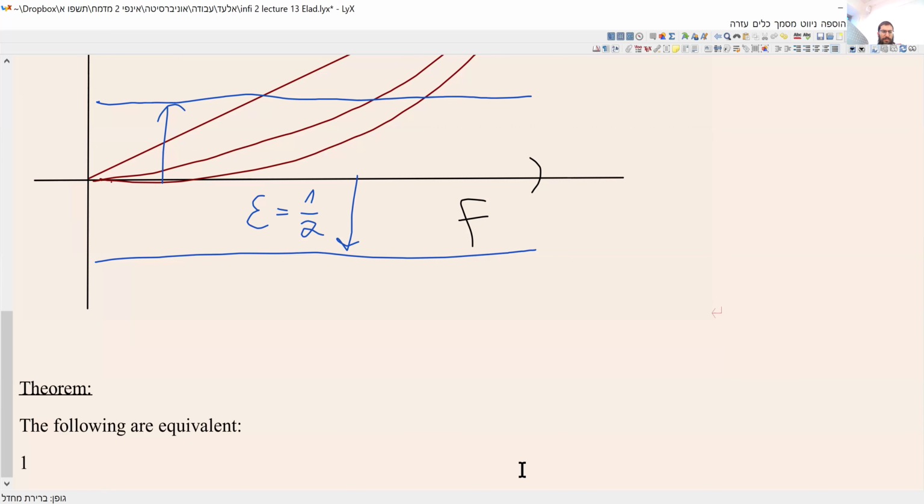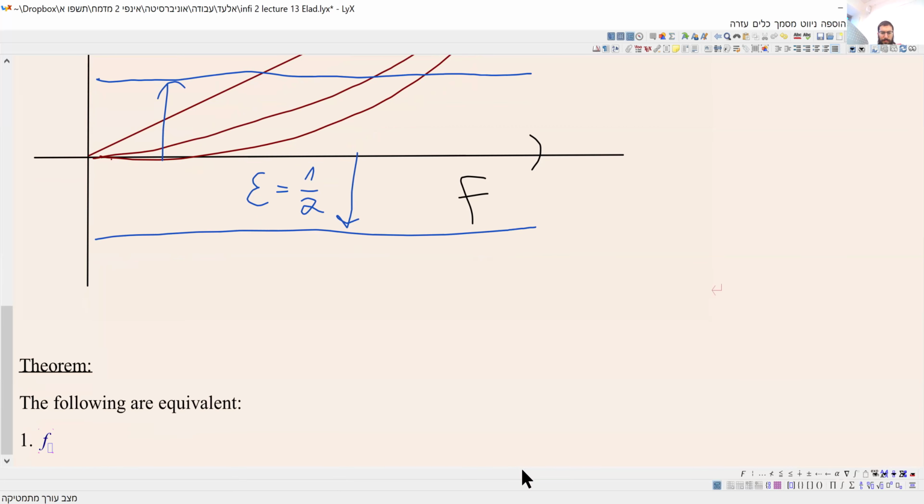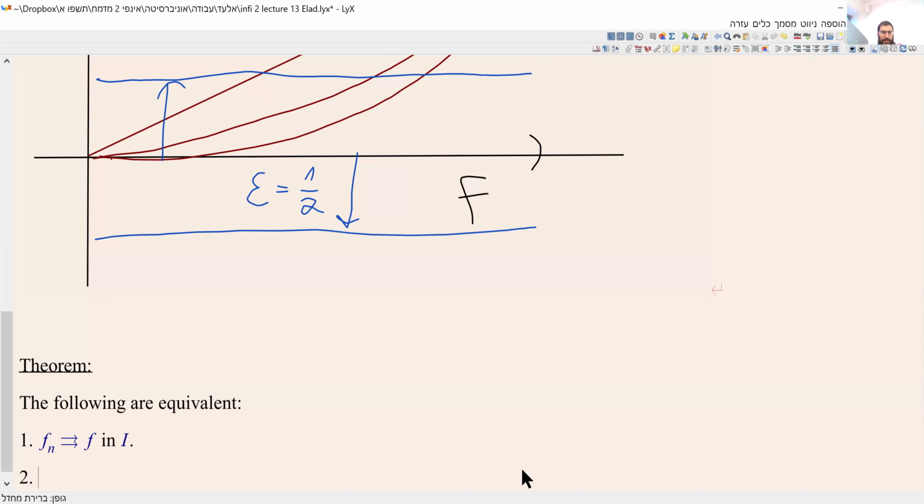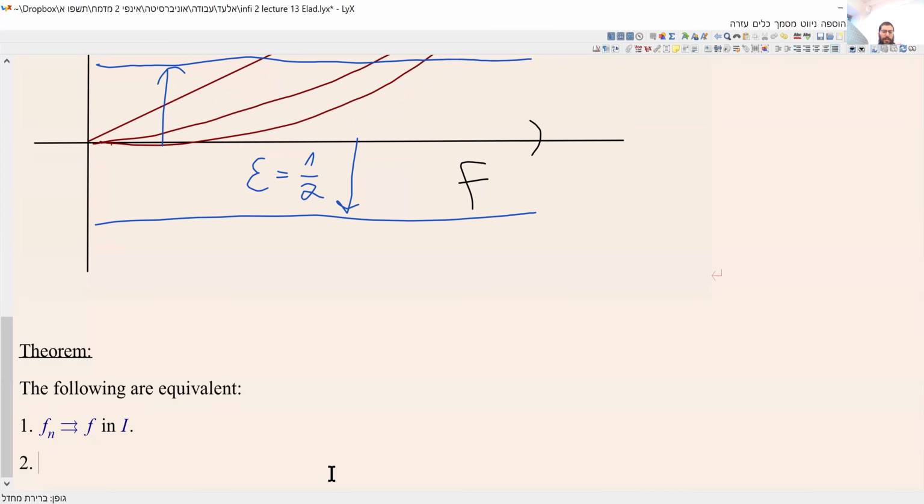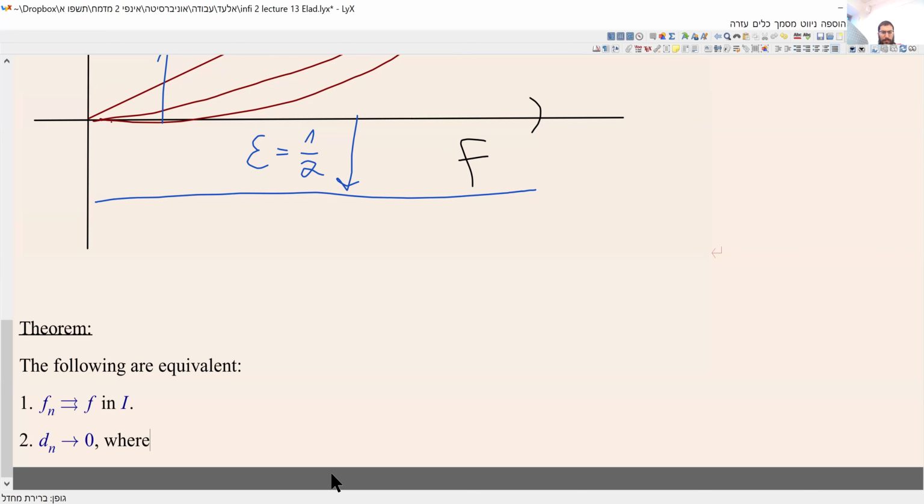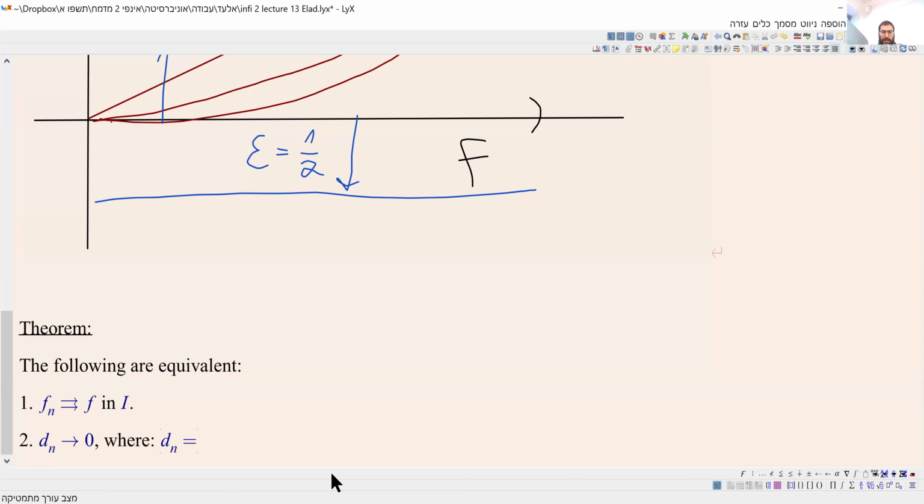First of all, f_n is uniformly convergent to f in the segment I, meaning that for every epsilon, and so on. And the second condition is that d_n tends to 0, the sequence d_n tends to 0. What is d_n? d_n is the supremum in the segment of |f_n(x) minus f(x)|.